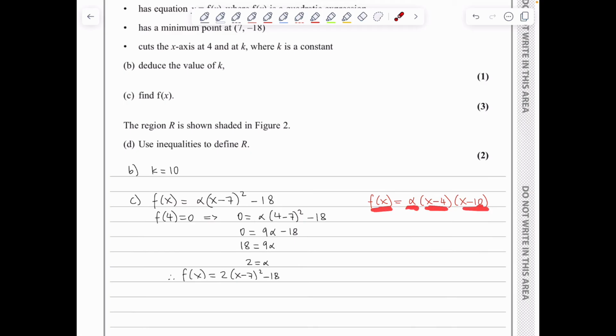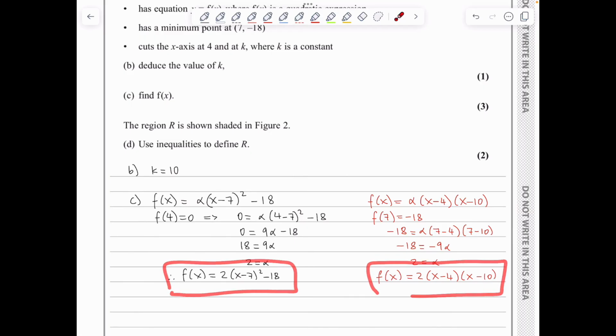But there is a chance that there is a constant outside, so I need to determine the value of this constant. I will be using the minimum point, (7, -18). So I will be saying that f of 7 is -18, which means that -18 is alpha times (7 - 4) times (7 - 10), leading to -18 is -9 alpha, and therefore 2 is equal to alpha, leading to f of x is 2(x - 4)(x - 10). The two expressions we obtain, this one and this one, are exactly the same if you expand them.